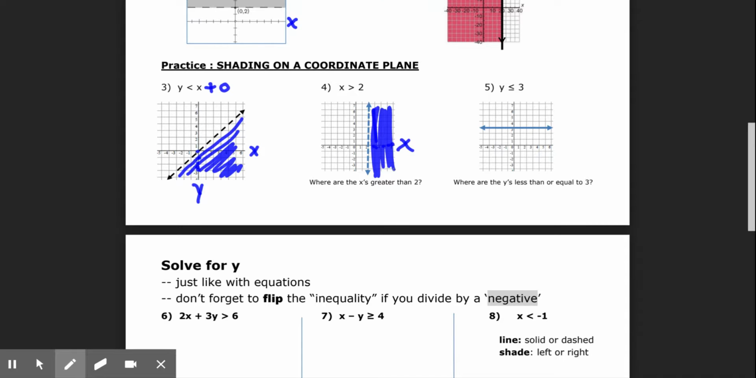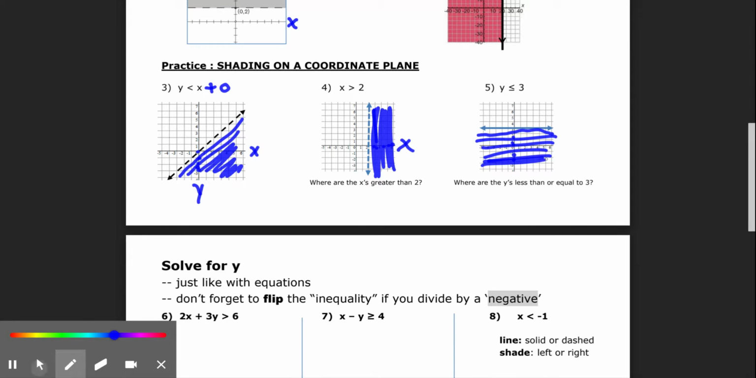Number 5, y is less than or equal to 3, so it's going to go through the y-axis at 3, and it is going to be a solid line because it has an equal sign. So where would y values be less than 3? Well, they're down here, 2, 1, 0, and so forth. So that commits you to that side of the line, so it'd be everything below that line.